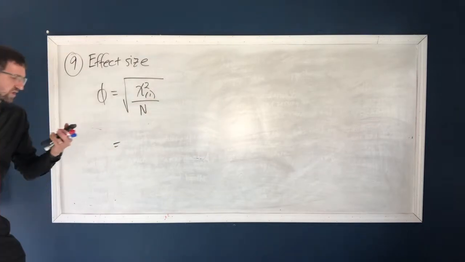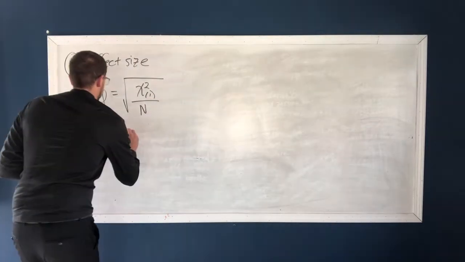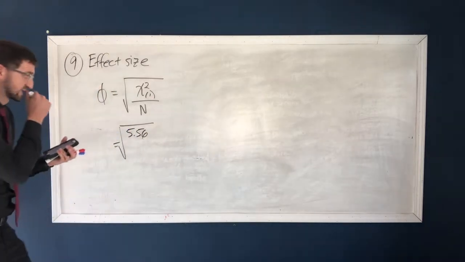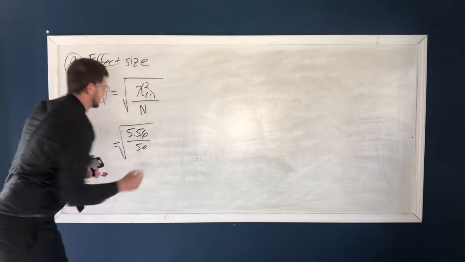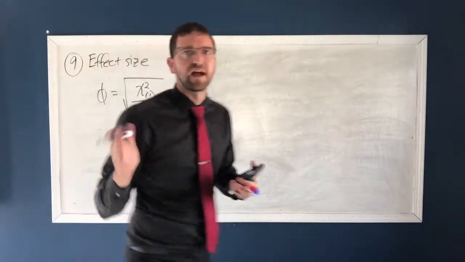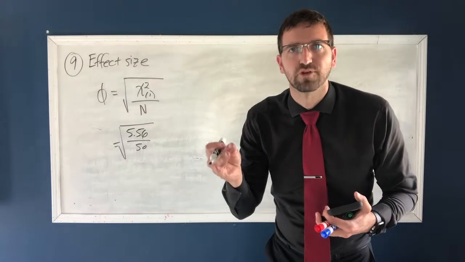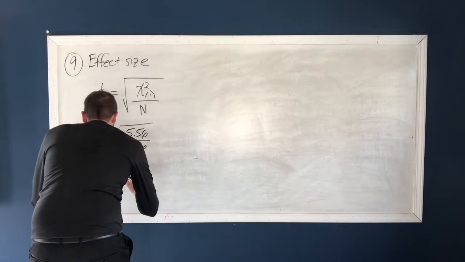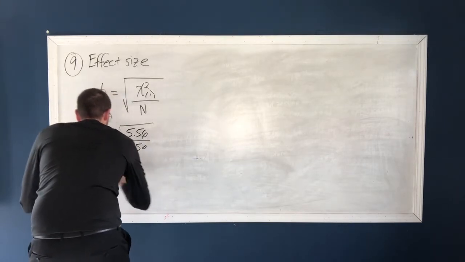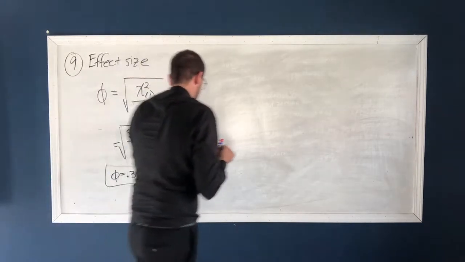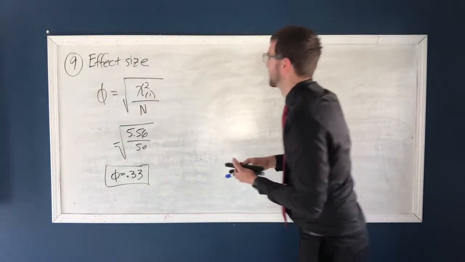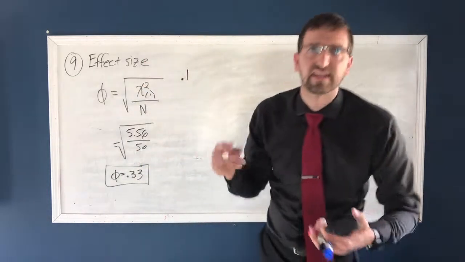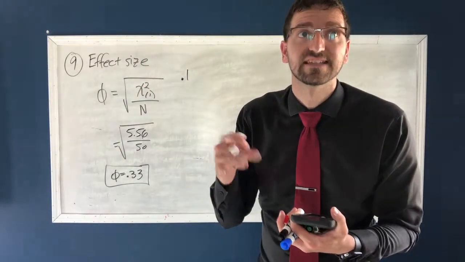So what's our chi-squared obtained value? Our chi-squared obtained value is 5.56. Our total n is 50. So 5.56 divided by 50, now take the square root of that, and there's your answer. We're getting an effect size of 0.33. Remember, when we're talking about effect size, we actually don't know phi, but we do know r. Phi is equal to r.